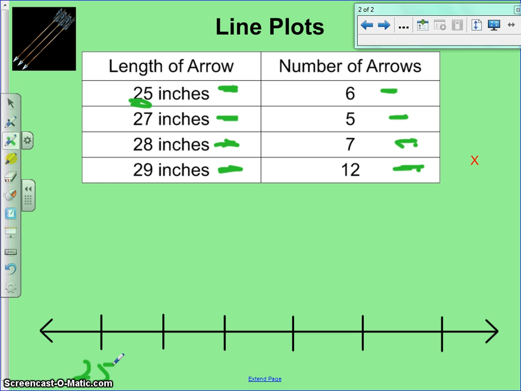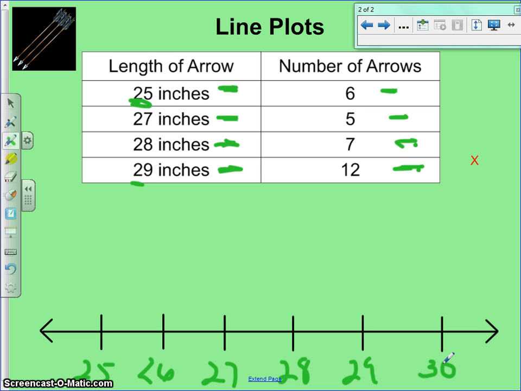So I go 25, 26, 27, 28, 29, and technically I can stop right there at 29 because 29 is my biggest number. I don't have any more arrows that are bigger than 29 inches. But since there's one more line here, I'm just going to make it look neater by adding 30 inches to it.